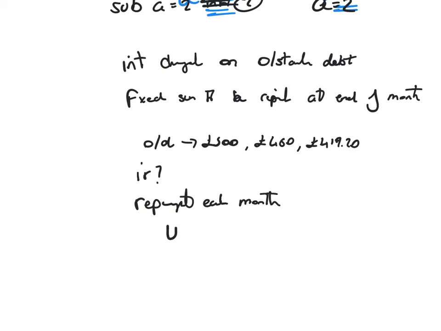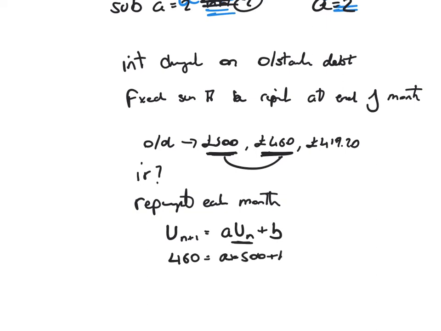Okay, so thinking about the general form for the recurrence relation, a·u_n + b, I think we can set up a couple of equations here. So the first term is £500, we could call that u_n. A subsequent term to that is 460. So 460 is equal to A times 500 plus B. Then subsequent to 460 is £419.20, so £419.20 is equal to A times 460 plus B.